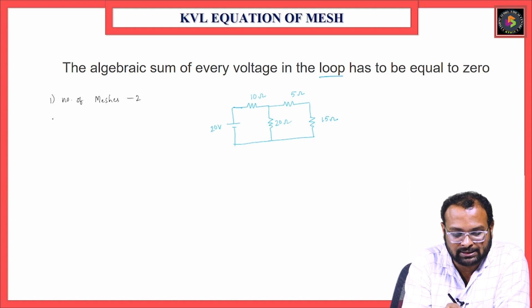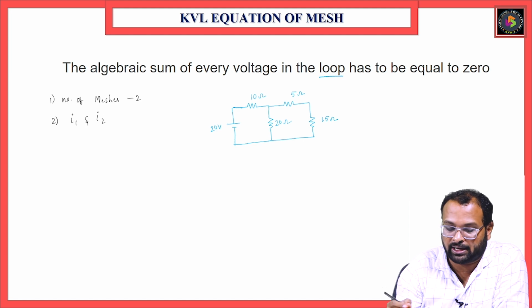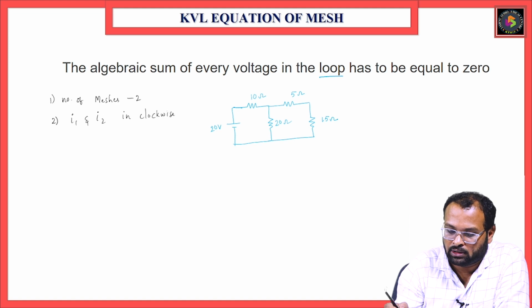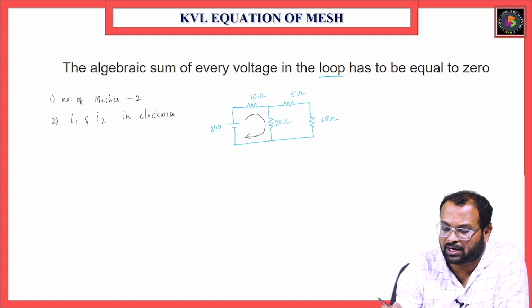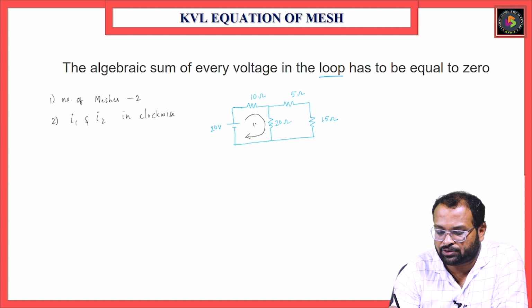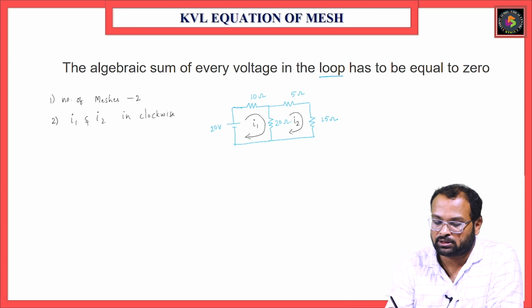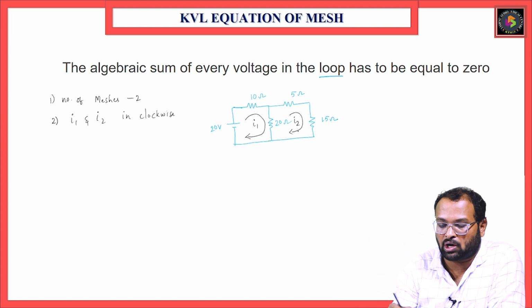Two. And second one, we have to consider currents. So I am taking small currents here, I1 and I2, as my mesh currents in clockwise direction. So this is my mesh 1. You can consider either this one as mesh 1 or this one as mesh 2, or otherwise this as mesh 1, this as mesh 2. There is nothing wrong in that. Okay, so I am considering this is I1 and I2. So in clockwise direction we have taken.